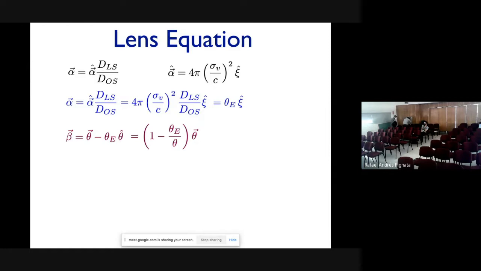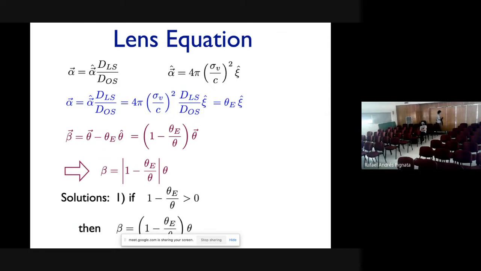So let's look at the solutions of the lens equation in this case. We can take the modulus of this, and then we'll have two solutions. One is when 1 minus theta_E over theta is positive. Then we have the solution beta equals 1 minus theta_E over theta, times theta. But it could be that theta is smaller than theta_E, and the term in the modulus is negative, so that the modulus is minus it. So this is one solution, beta is equal to theta minus theta_E. So if I give you the position of the center of the source, beta, then the image is theta equals beta plus theta_E. And that's one of the solutions.